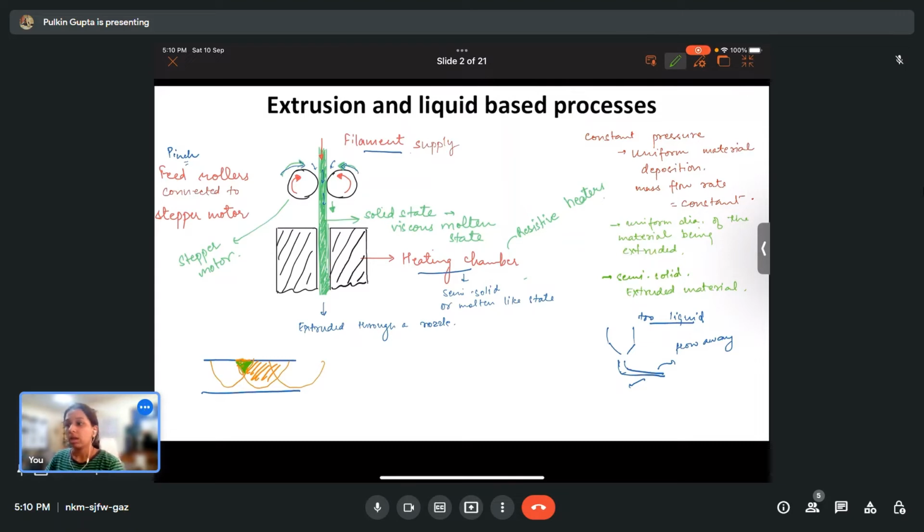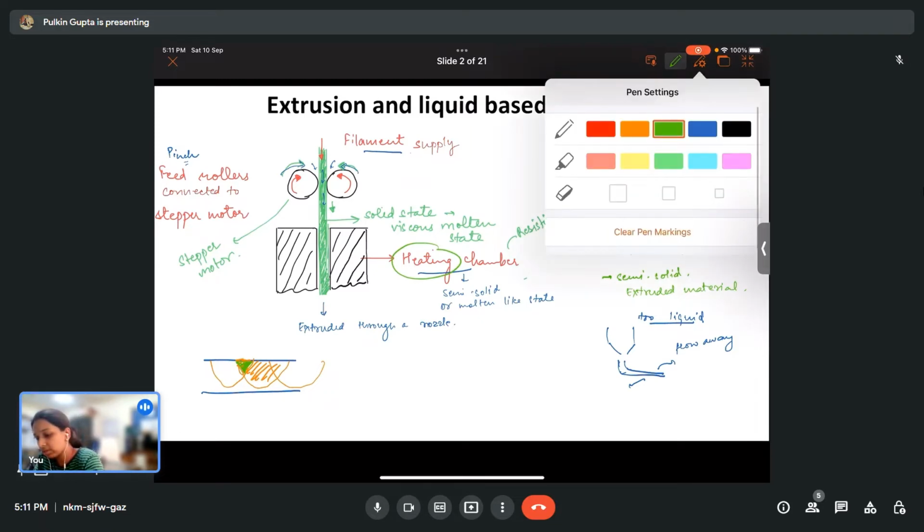Now there are two primary approaches when we are using an extrusion process. First is that you use temperature to control the state of the material. Like here in this heating chamber, you are using temperature to maintain the semi-solid or molten-like state of your material, where the material is liquefied and then flows out. Another approach is to use a chemical change to cause solidification, where there is either reaction with air or photopolymeric reactions, etc.